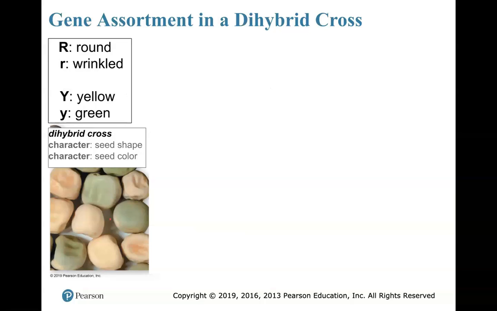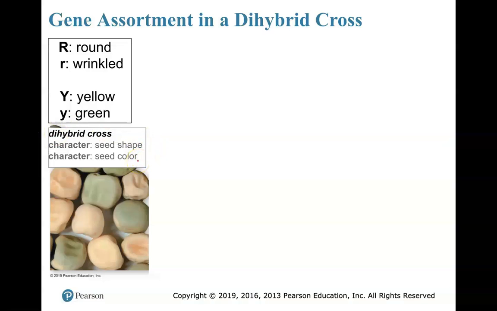So still considering those pea plants, we're going to go ahead and look at a dihybrid cross and how genes sort in this dihybrid cross. So now we're looking at two characters as opposed to just one character. We're going to look at seed shape and seed color.